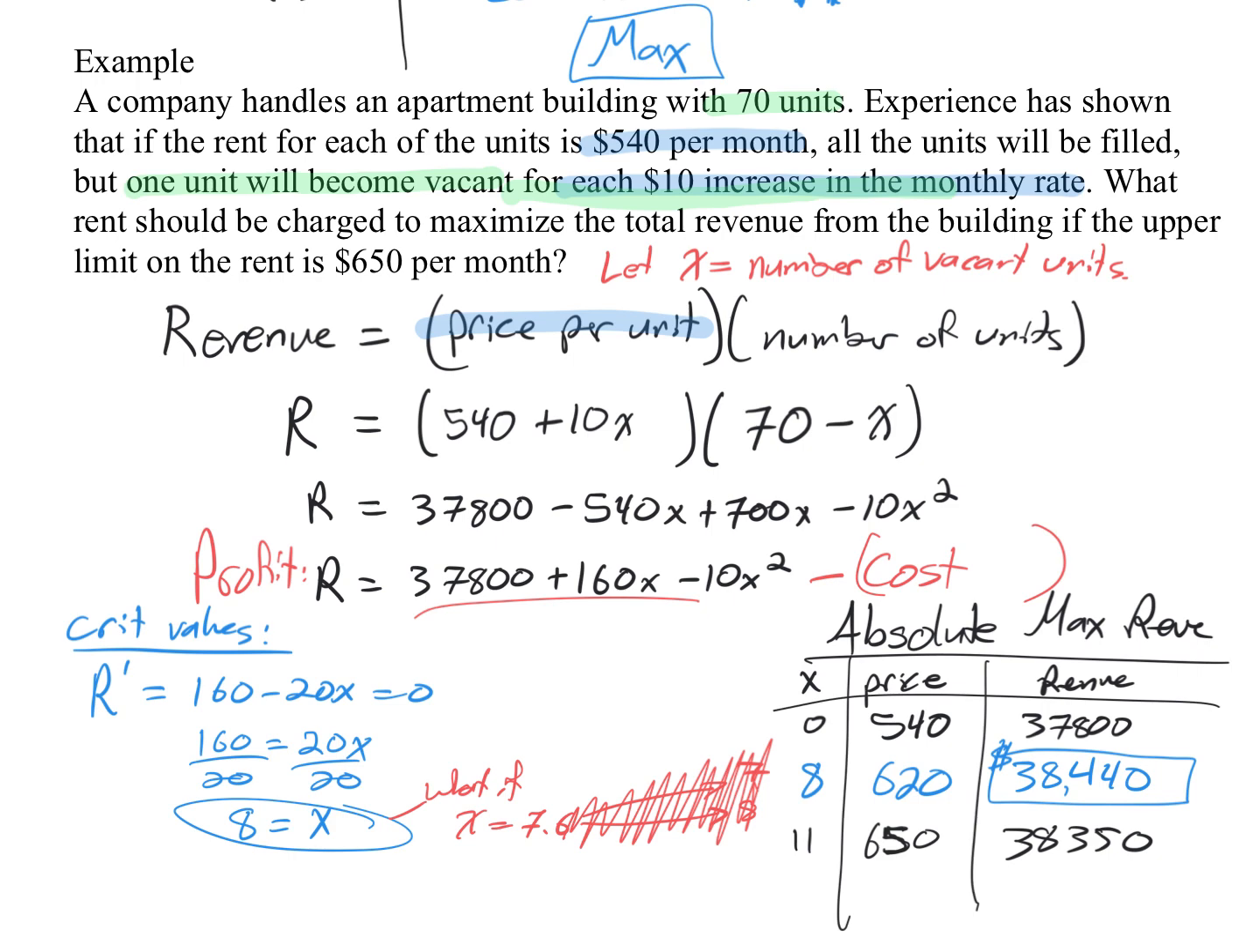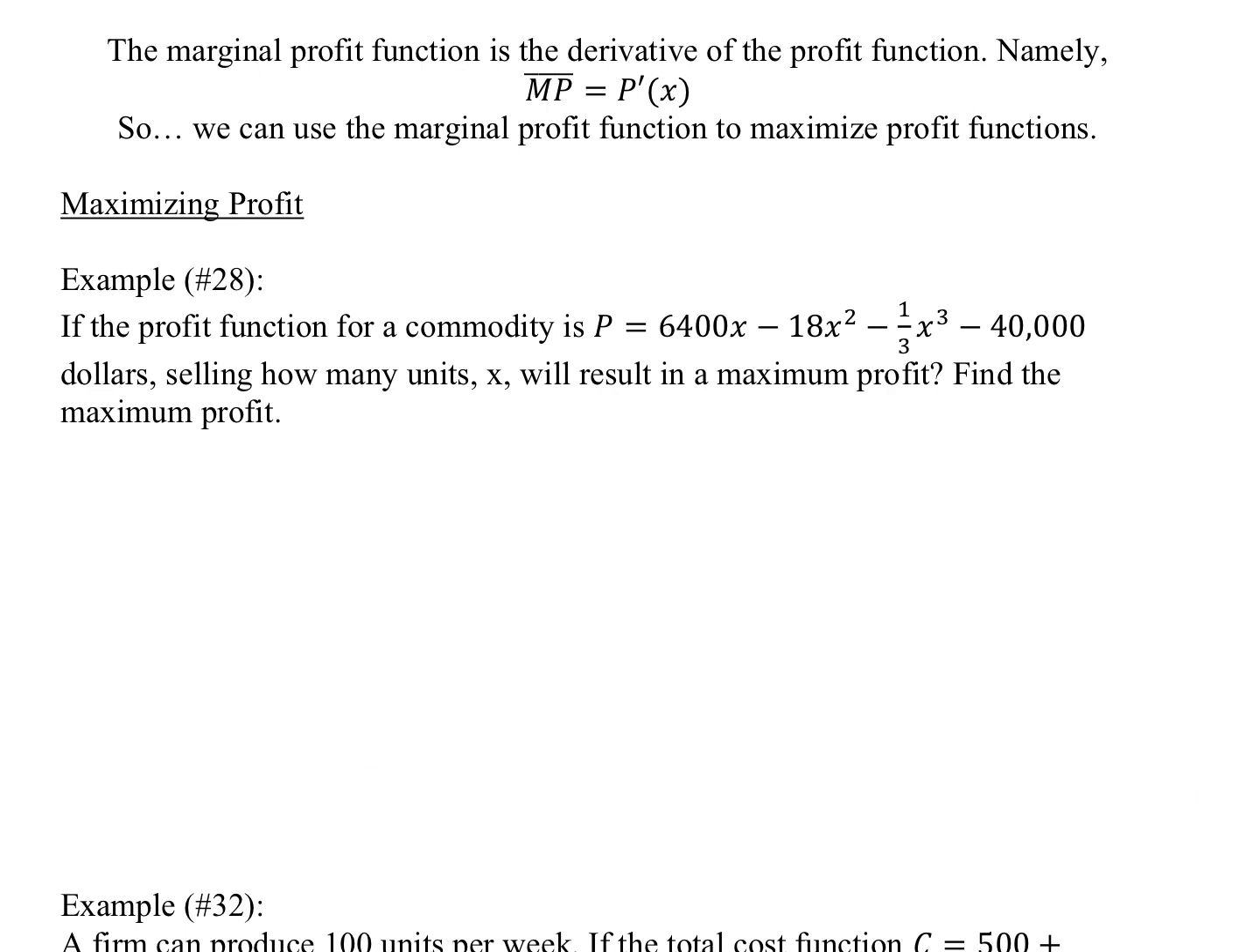All right, but we've already spent plenty of time on this example. Let's go look at the next one. We begin just by reminding ourselves what a marginal profit is. The marginal profit function is the derivative of your profit function. So since it's a derivative, your marginal profit could be used to maximize profit functions. Remember, your first derivative is useful for finding values where minimums and maximums might occur.